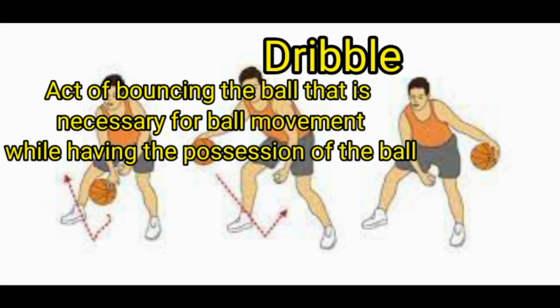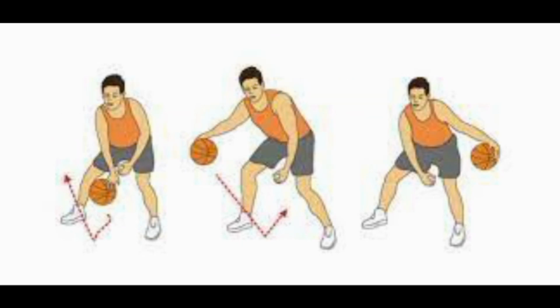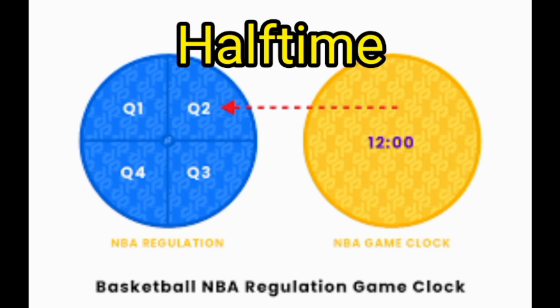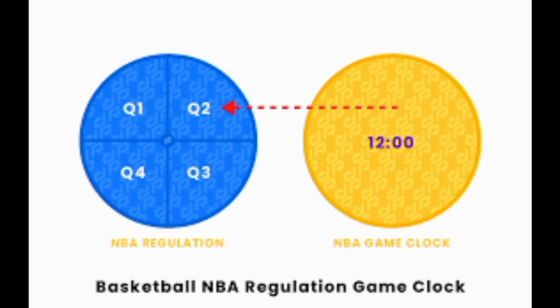Dribble, the act of bouncing the ball. Besides passing, it is necessary for movement while having possession of the basketball. Halftime, the rest period that takes place after the first 2 quarters of play and before the last 2. In other words, we have 2 halftimes.